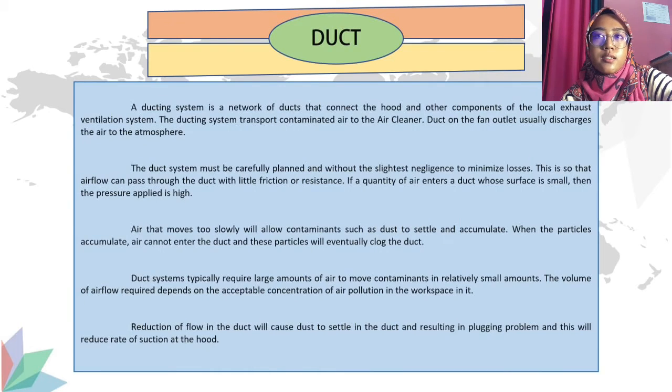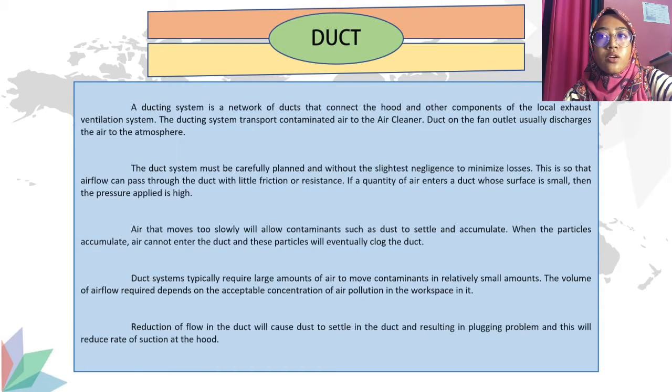Next, the ducting system. A ducting system is a network of ducts that connect the hood and the components of the local exhaust ventilation system. The duct system transports contaminated air to the air cleaner. Ducts on the fan outlet usually discharge the air to the atmosphere. The duct system must be carefully planned to minimize losses, so that airflow can pass through the ducts with little friction or resistance.